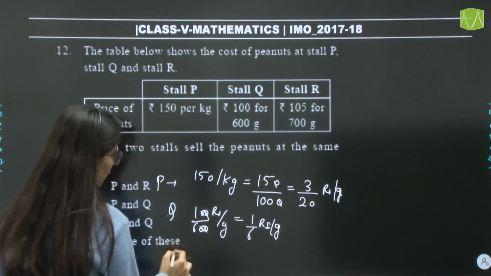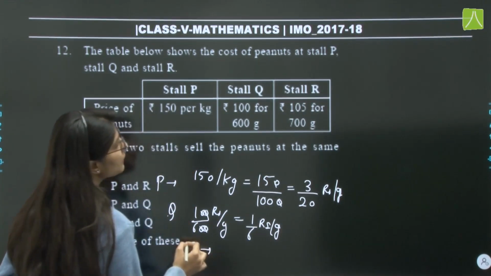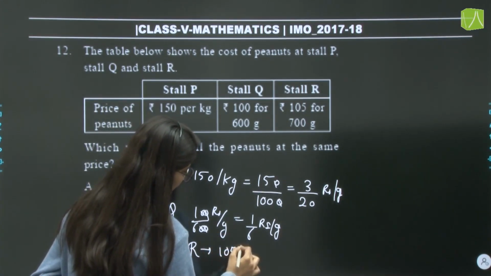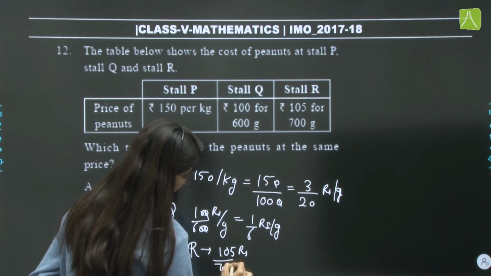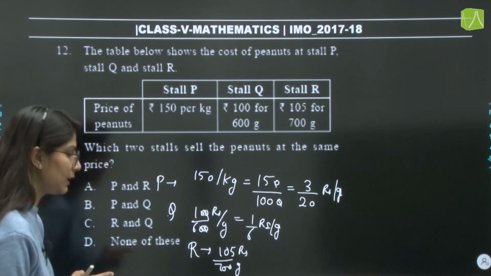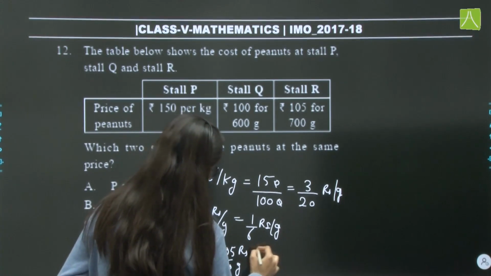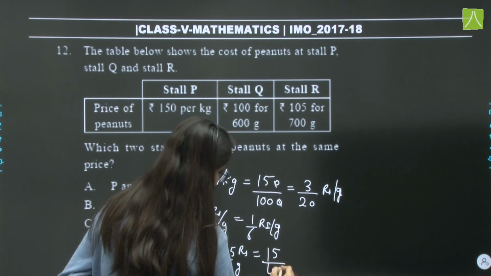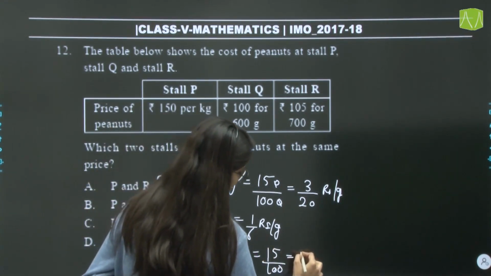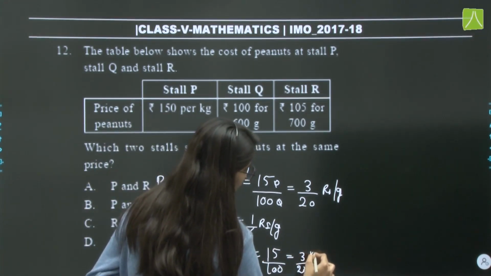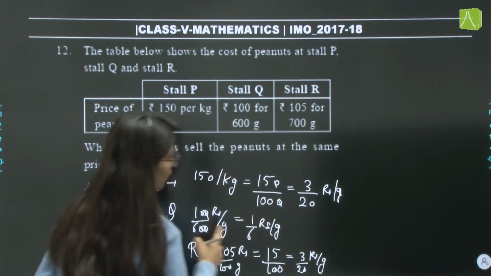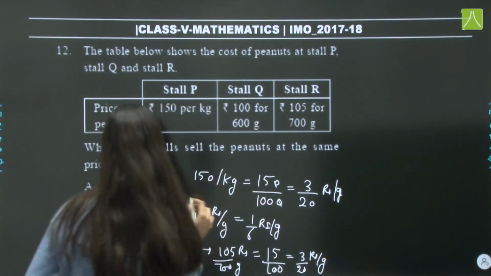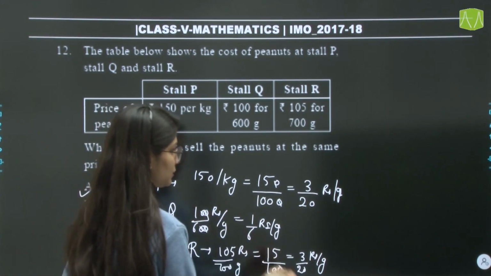And now let's solve for stall R. So for stall R, it's 105 rupees for 700 grams. So 105 rupees divided by 700 gram. And now you can cut it with the table of 7. So it will be 15 divided by 100. And again you can simplify it more. So it's 3 by 20 rupees per gram. And now you can check all the three. So P and R, you can see both are the same. So option will be P and R. Now let's move to the next question.